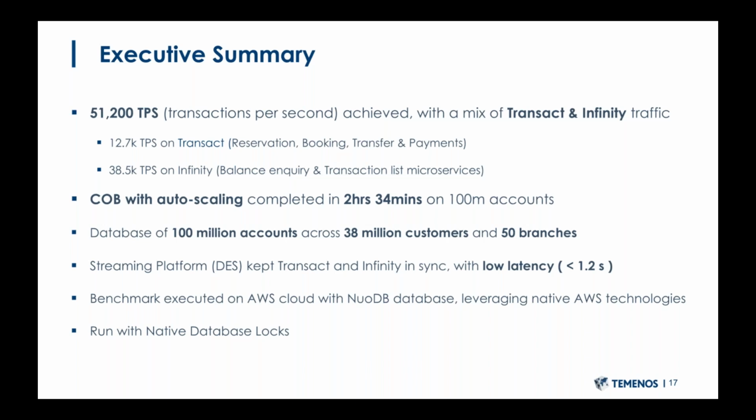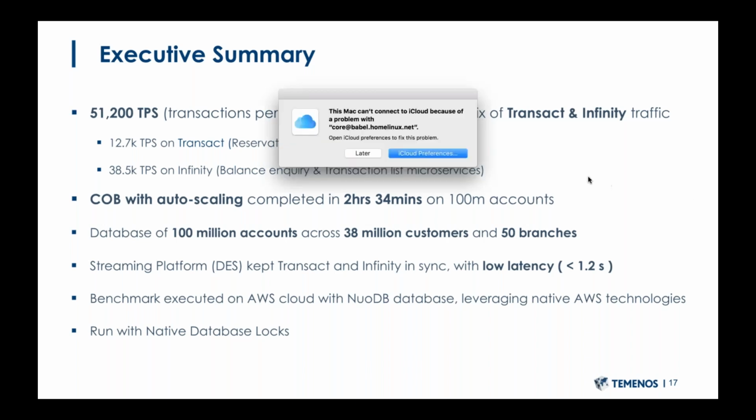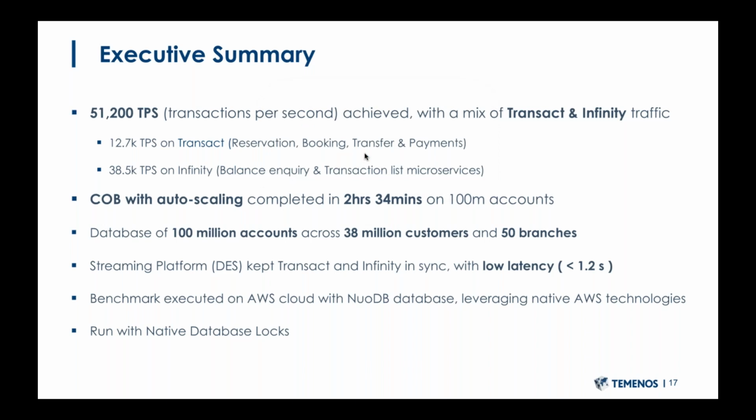So these are the highlights and the big numbers. You have 51,000 TPS end to end for Transact and Infinity. As you can see, the breakdown is 12.7K TPS for the updates, very heavy transfers, and then you have the lighter inquiries being hit extremely hard at 38,500 TPS on an Infinity database.